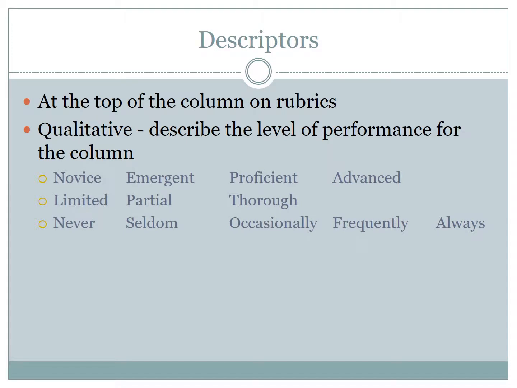At the top of the column on rubrics, you're going to put descriptors, and they're qualitative. Your book has many examples of these descriptors. You might use things like novice, limited, never, emergent, seldom, proficient. I try to discourage the use of poor, but some teachers use that. So think about the different descriptors that you're going to use for your 3 to 5 levels.